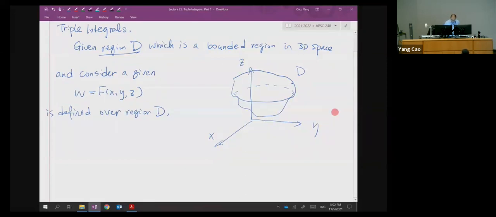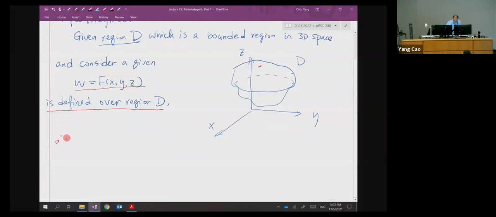Again, I want to emphasize, what does it mean for the function to be defined over the region D? This is a function of 3 variables, because region D is a 3D region. If you pick any point in the 3D region, that point has coordinates x, y, z, and you plug it into this function, then the function will give you back a value. That's what it means for the function to be defined over the region D. If somehow the function gives you back infinity, then that's not what we call defined over the region D.